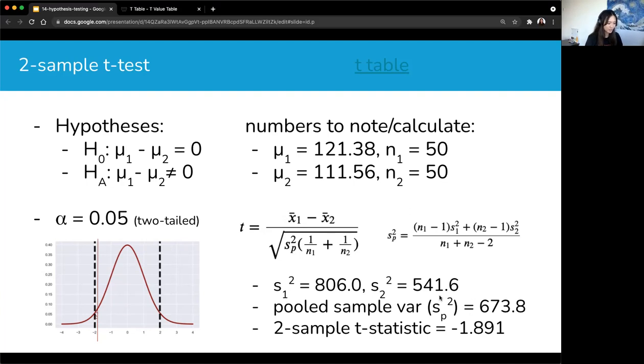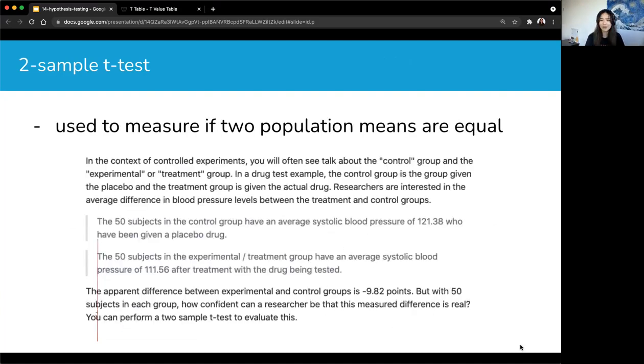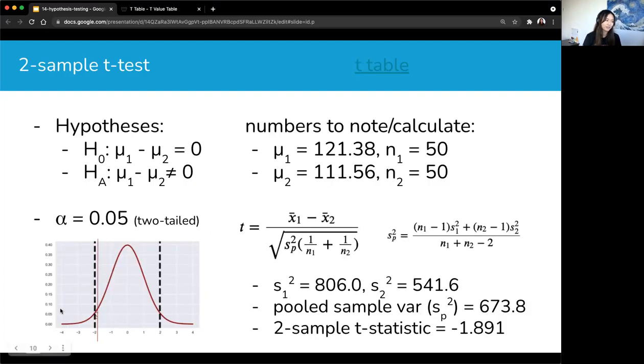So even though there was a difference of negative 9.82 between the two groups' blood pressure, we cannot conclude here that the drug was effective. If the t-statistic had an absolute value of 2 or more, then sure, the drug becomes effective. But in this case, because this t-statistic was 1.8, it was not great enough. The difference was not great enough.